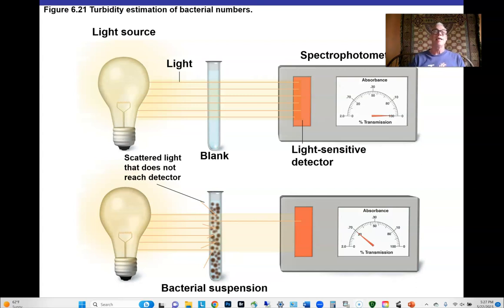Now we get into an indirect method. Those are all direct methods. We're actually counting the bacteria. We're counting the colonies that came from colony-forming units, live bacteria that could multiply.